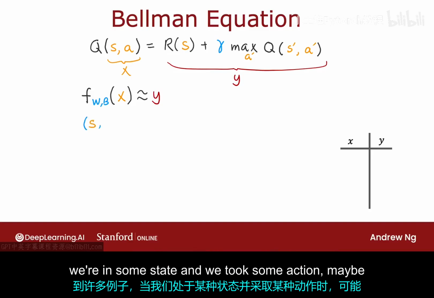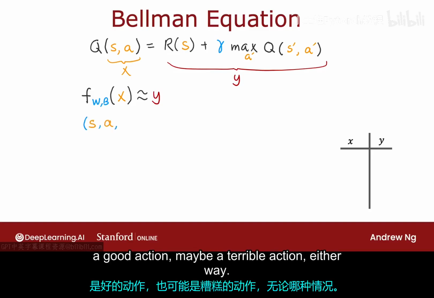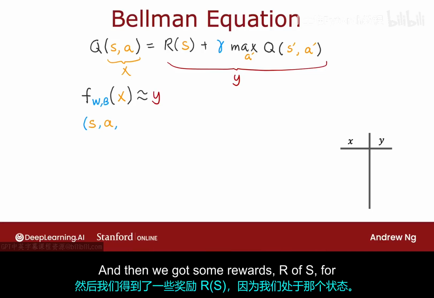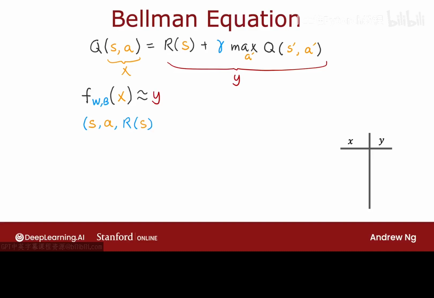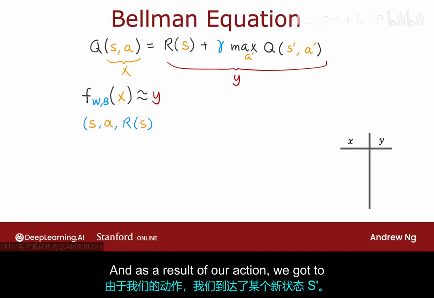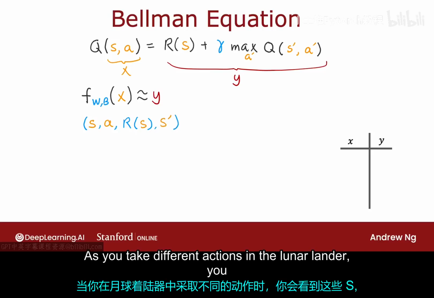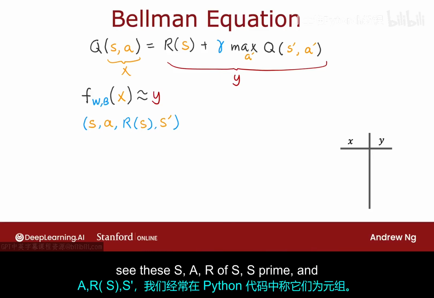we're in some state S and we took some action A, maybe a good action, maybe a terrible action, either way. And then we got some reward R of S for being in that state, and as a result of our action, we got to some new state S prime. As you take different actions in the lunar lander, you see these tuples (S, A, R of S, S prime), as we call them in Python code, many times.